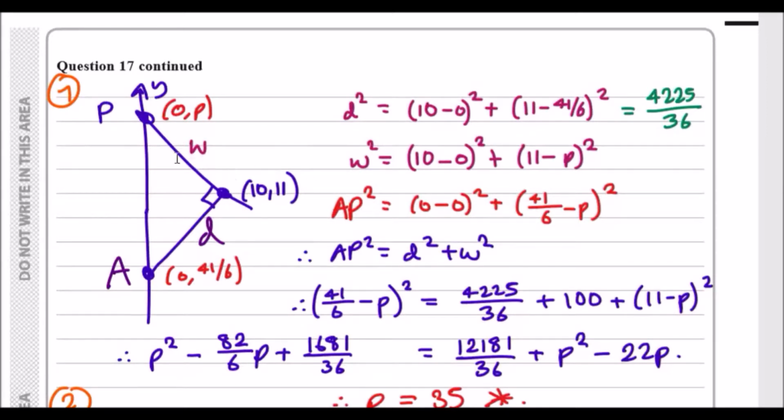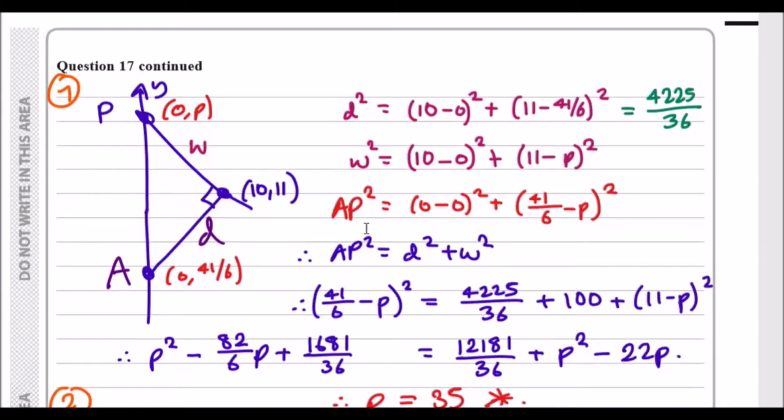And then for W, you find the distance between 10, 11 and where the tangent hits the y-axis. I just called it 0, p because when something hits the y-axis, the x-coordinate is 0. And it's p because I need to just give it a name. So when you find the difference between them, you should get something like this. W squared equals the following.